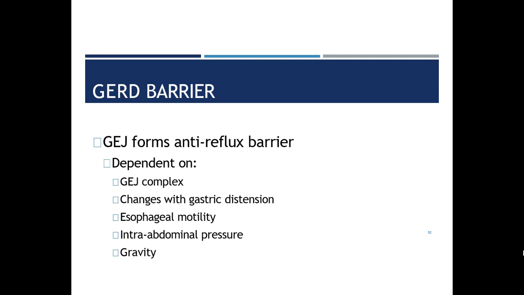Now what are the GERD barriers? The gastroesophageal junction forms an anti-reflux barrier dependent on the gastroesophageal junction complex, which changes with gastric distension, esophageal motility, intra-abdominal pressure and gravity. Now these are very important parts. You have to understand this pathophysiology, what is the importance of gravity in this, and that's how you treat the patient.